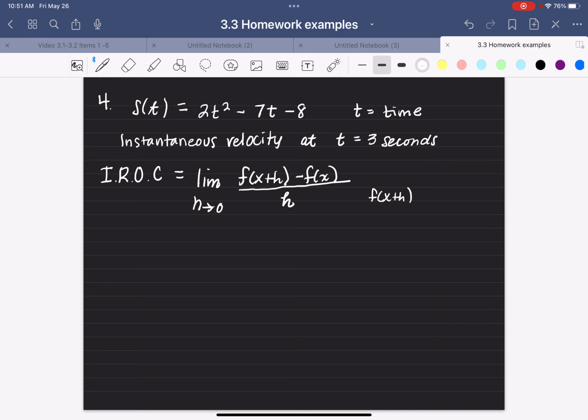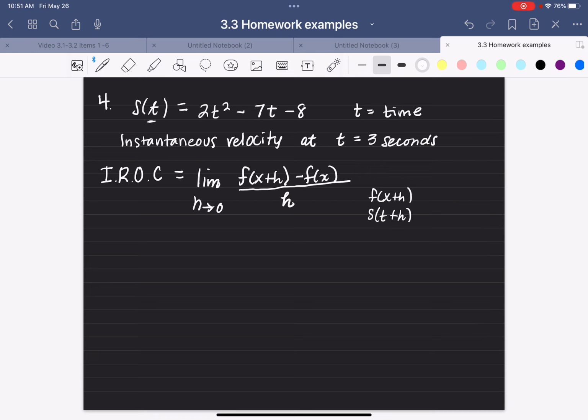Now, this is like any function evaluation, and in our case, it's going to be s of t plus h, right? Because our input value is a t, not an x, and the name of our function is s. Same thing. We're just going to put in a t plus h or an x plus h. It's fine if you put an x plus h. Just know that x and t are interchangeable.